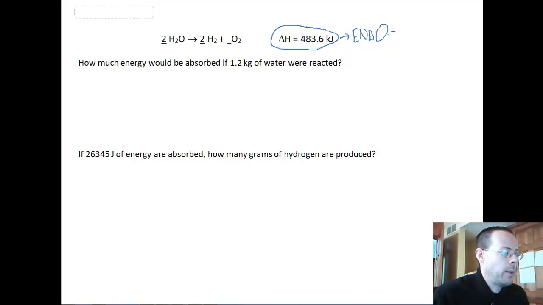The next thing is, if we look at this first question, there are 2 examples. How much energy would be absorbed if 1.2 kilograms of water were reacted? So the first thing we need to do is change kilograms into grams. So this is simply 1,200 grams, because 1 kilogram equals 1,000 grams. So, anytime we do stoichiometry, we start with what we know. So we know 1,200 grams of water.